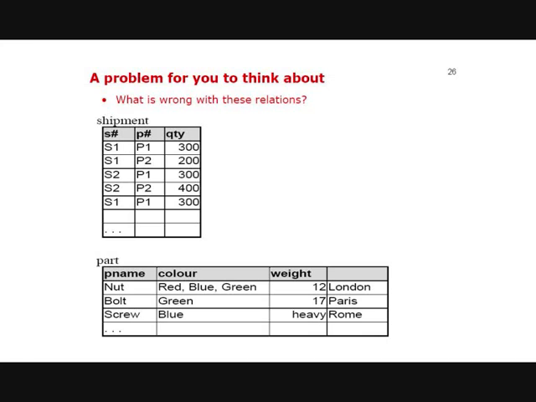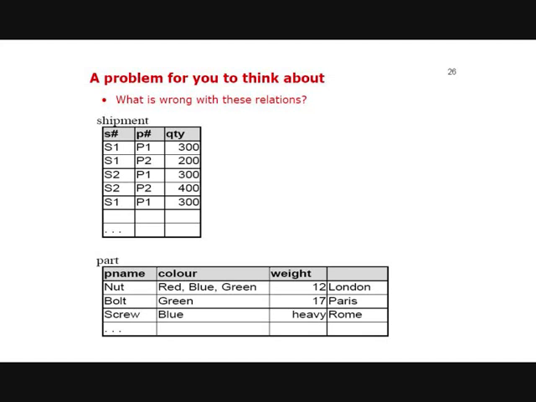What about the second one? Do we have anything in the parts table that might be wrong? Three colors. This is not allowed because we know that at the intersection of a row and a column we can only have one value. So if we have 3 values, that does not comply with the relational model and is therefore not a valid relation. So 3 colors is a problem.